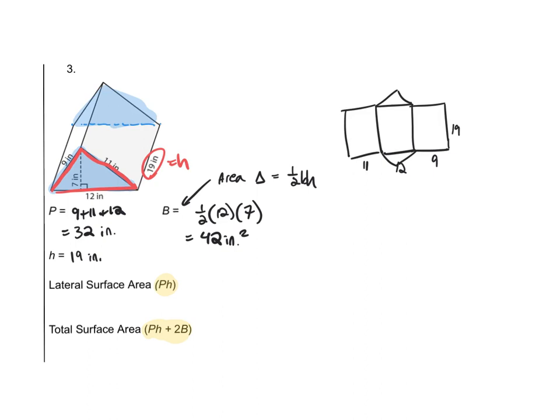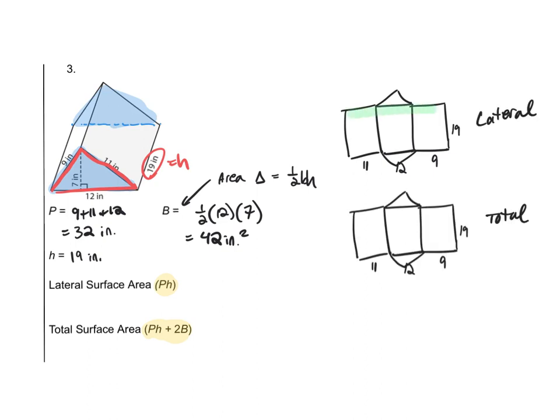So if we were to draw the net of this prism, it would look something like this. When we find the lateral surface area, this is what we're finding the area for. So you can see why that would be equal to the perimeter of the base, you can see that right here, multiplied by the height. When we find the total surface area of the prism, we start with the lateral surface area and then we add the area of the 2 bases.